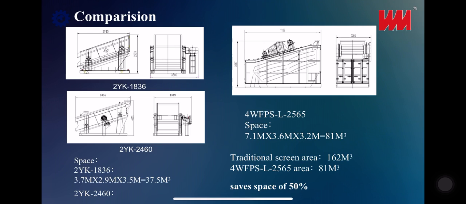Let us make a comparison for the space. If you use the traditional screen, the space is 162 cubic meters combined, and for the new machine, the space is 81 cubic meters. And you can see the new machine saves space of up to 50%. It is a great benefit for the user.